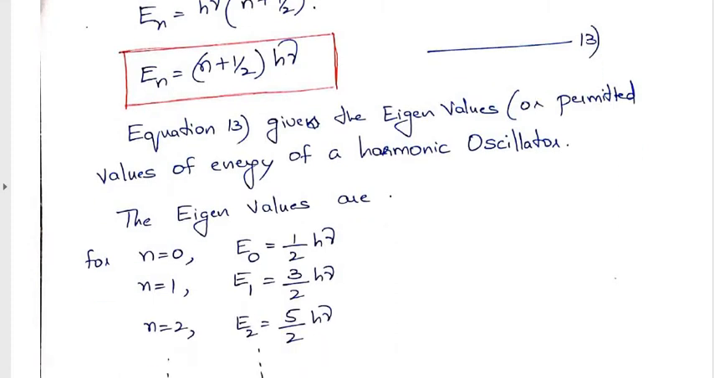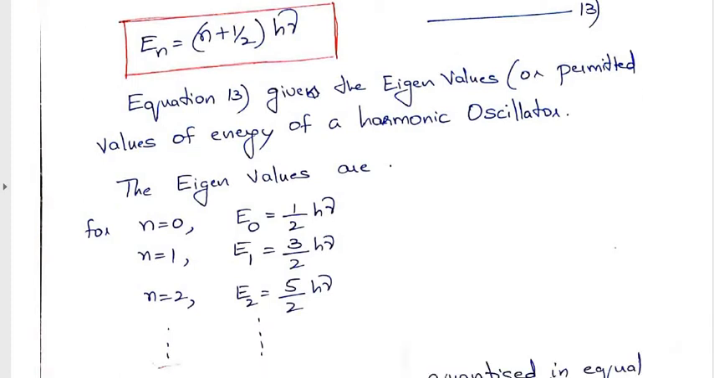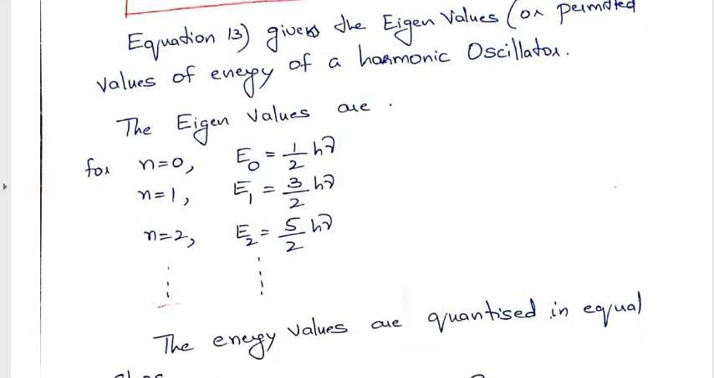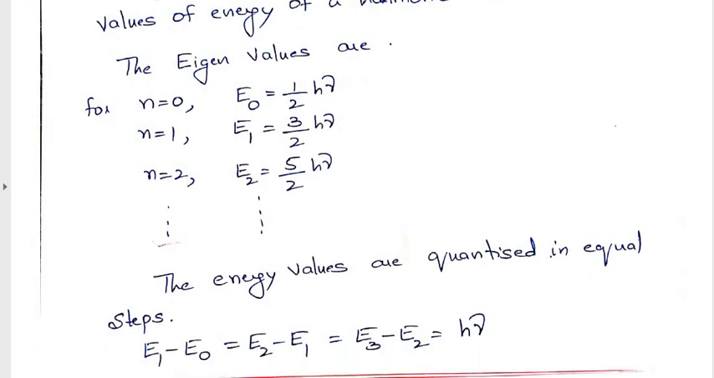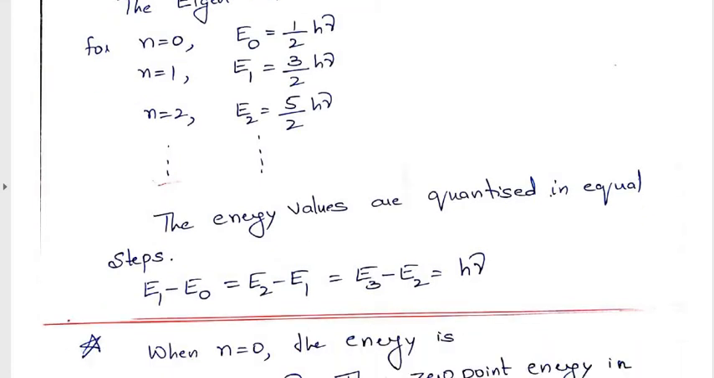If n is equal to 1, E1 is equal to 1 plus half into h nu, which is equal to 3 by 2 h nu. If n is equal to 2, E2 is equal to 2 plus half into h nu, which is equal to 5 by 2 h nu, and so on and so forth. So therefore, their eigenvalues are quantized. Also, what is the separation between the eigenvalues?